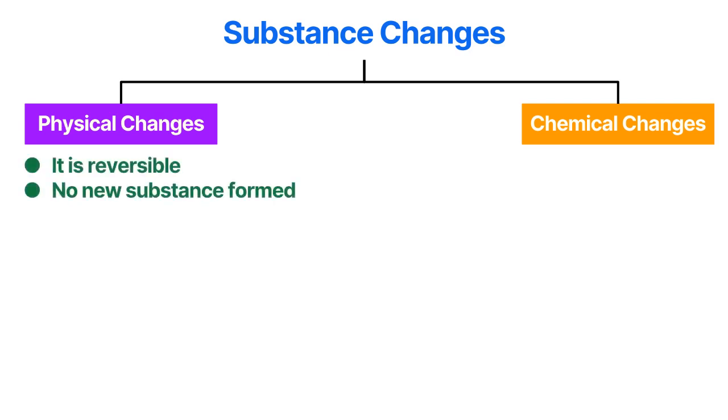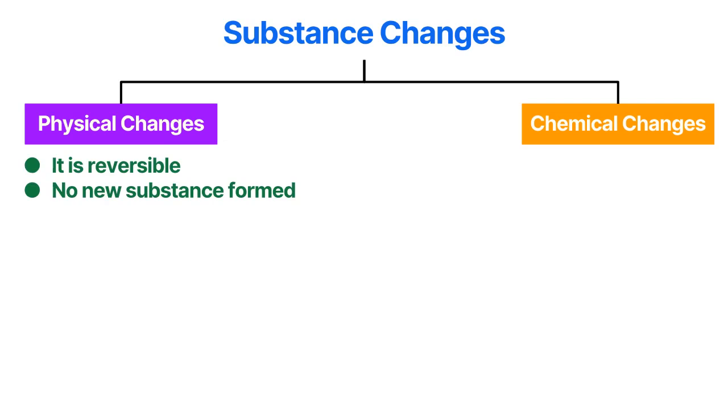A physical change is a reversible change where no new substance is made. In other words, the substance stays the same, even though it may look different. So, although the appearance changes, the material itself remains unchanged.